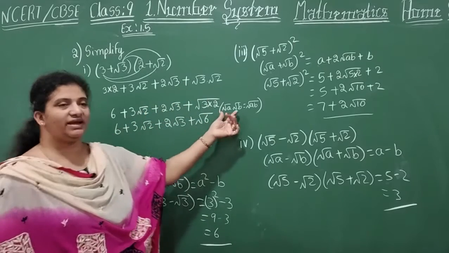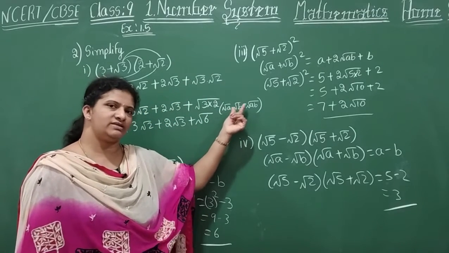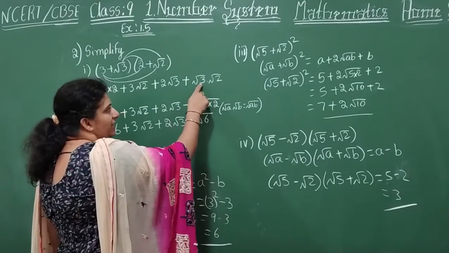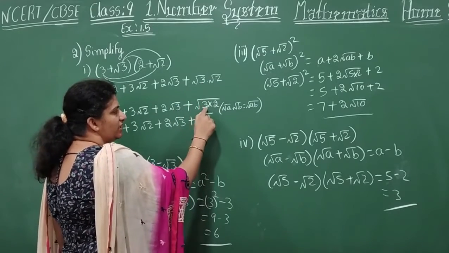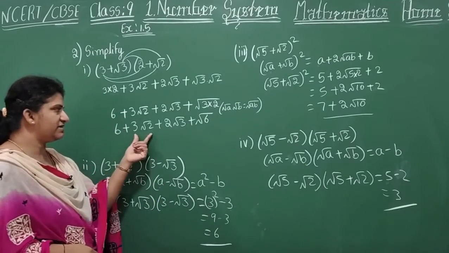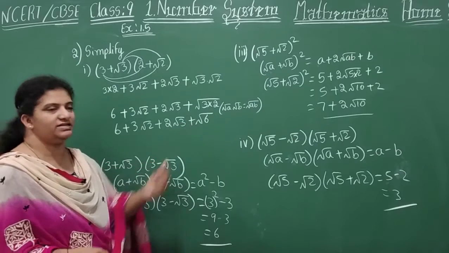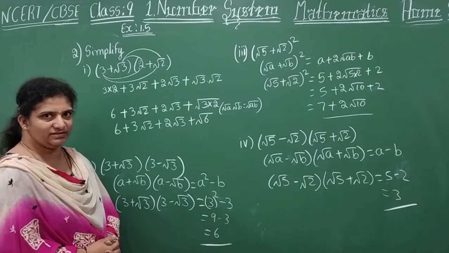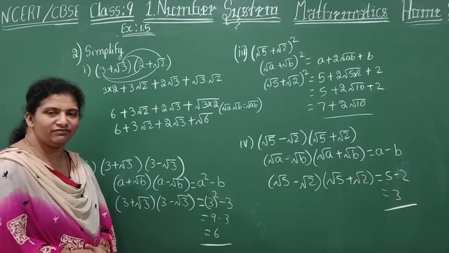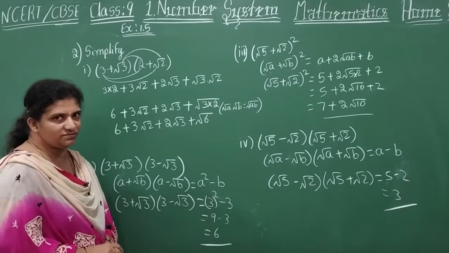Do you remember some identity here? Root A into root B is equal to root of AB. So take a big root and write inside these two real numbers. 3 into 2, that is 6. That will be 6 plus 3 root 2 plus 2 root 3 plus root 6 is your answer. Okay, is it followed? Multiplication, children, be careful when you have these type of expressions.